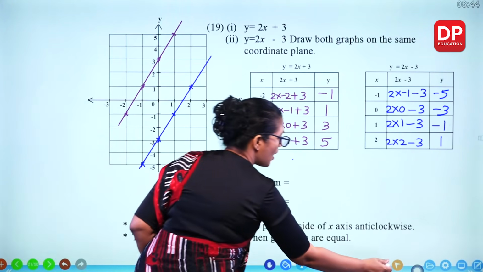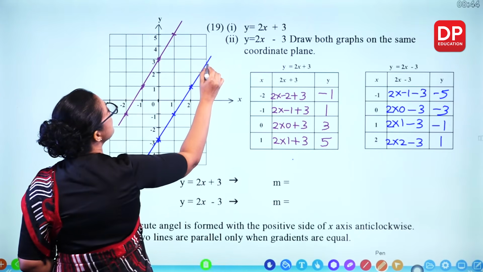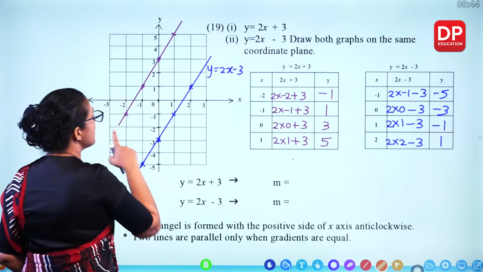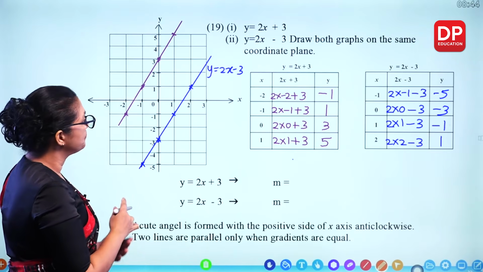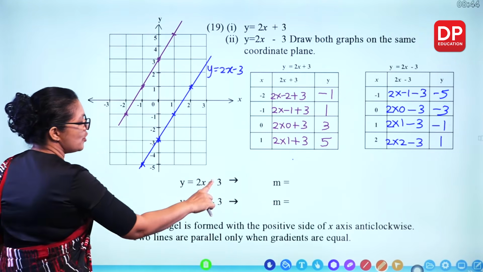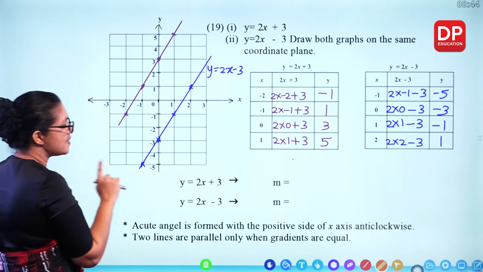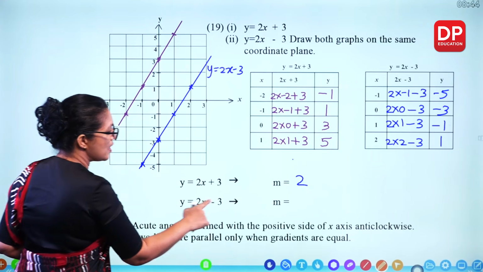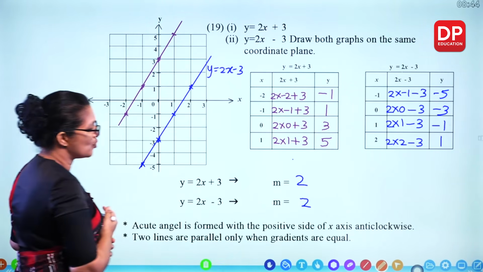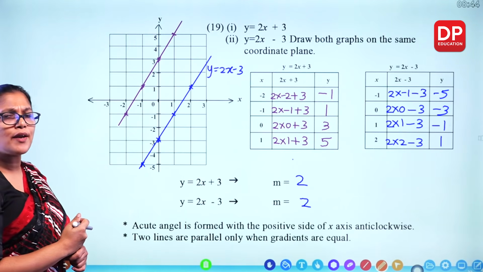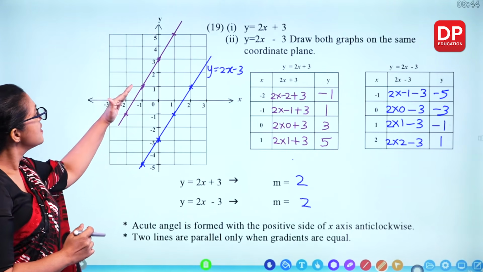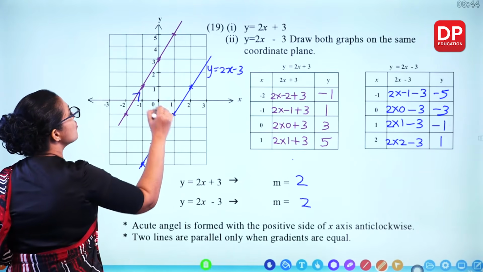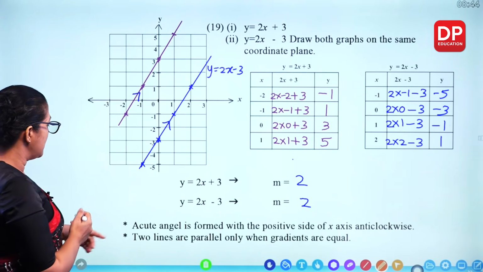So this is y equals 2x minus 3. This means 2x plus 3. When you take 2x plus 3, what is m? Plus 2. 2x minus 3, m is 2. What can you observe? We see these two lines are parallel.